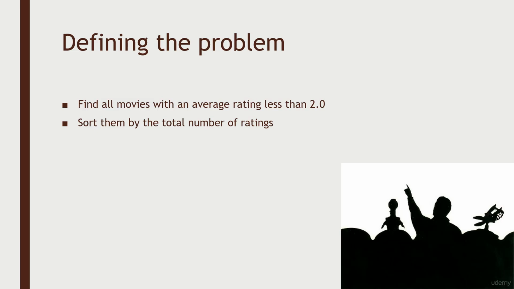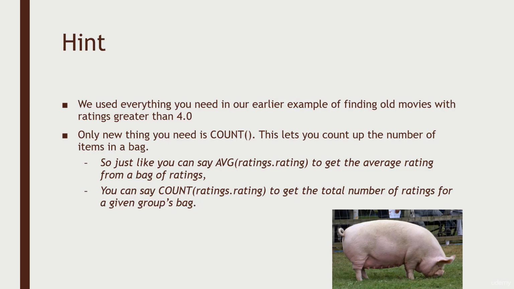And then I want you to sort them by the total number of ratings. So we want to get the most popular bad movies in the MovieLens dataset. The bad movies that have done the most damage to people's psyches in whole. So this is kind of a fun little issue. Now, you've used pretty much everything that you need from our earlier example where we actually found good old movies. We had a similar issue there of finding movies that were greater than a given rating. So in this case, we just need to find movies that are less than a given rating.